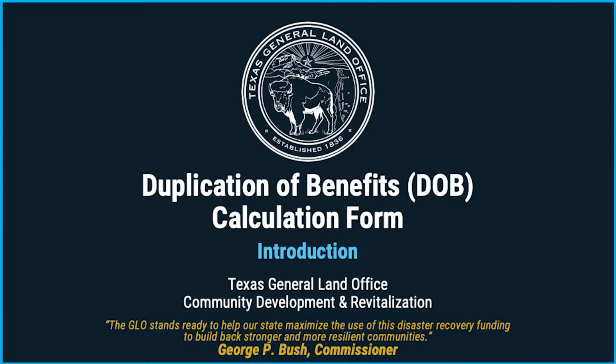Scroll down to the left side checklist section under Applicant Information and click on Duplication of Benefits DOB Calculation Form link. Once you click on the link, your computer will download the fillable document. Please note you will need Microsoft Excel to view and edit the document.